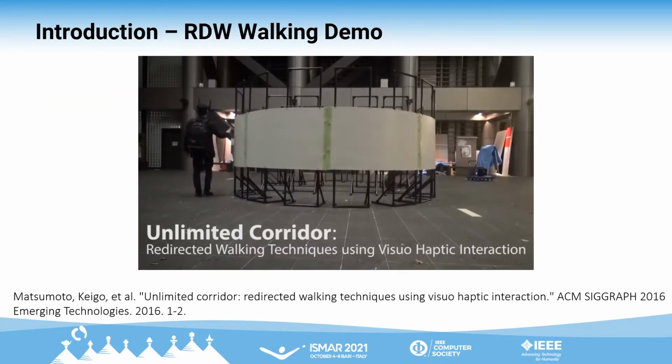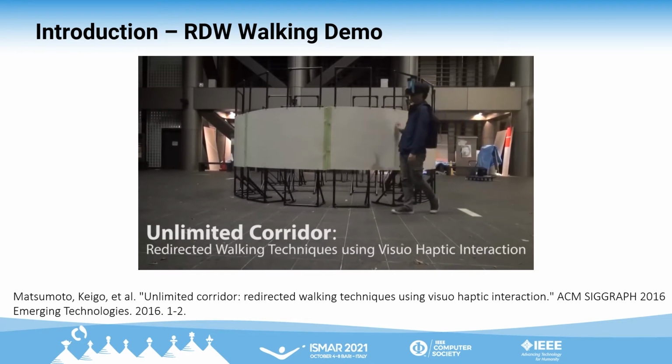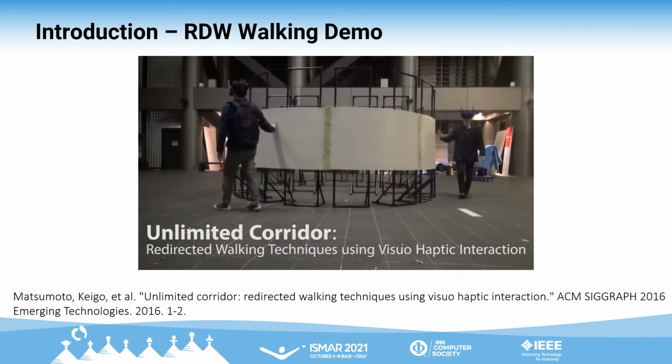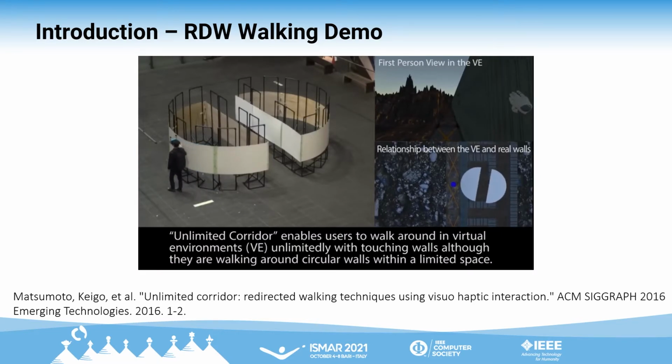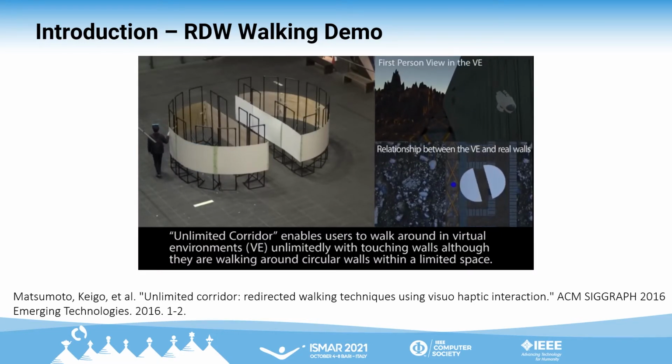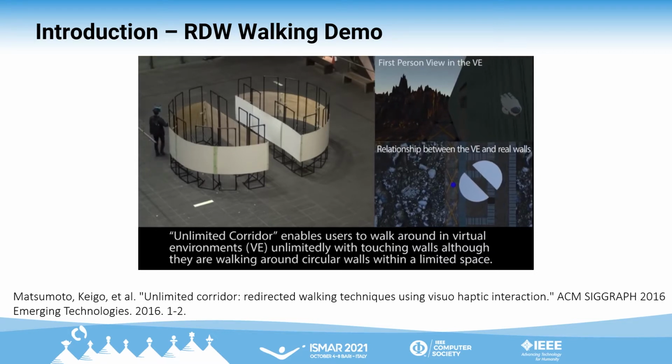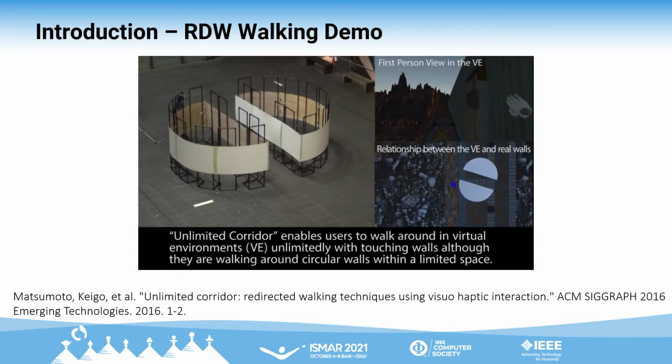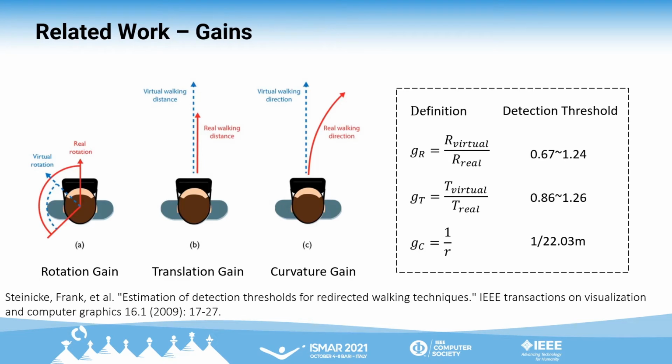For example, when a user plans to walk along a straight path in the virtual environment, the virtual camera could be slightly rotated so that the user unknowingly compensates for this rotation by walking along an arc in the real world. This virtual rotation speed is usually controlled by parameters called gains. A taxonomy of redirection involves three major gains, namely translation, rotation, and curvature gains. To mimic the natural walking process in the real world, the gains should be constrained within certain detection thresholds measured by user studies.